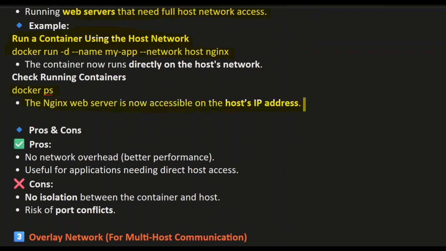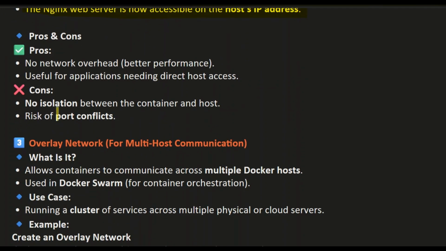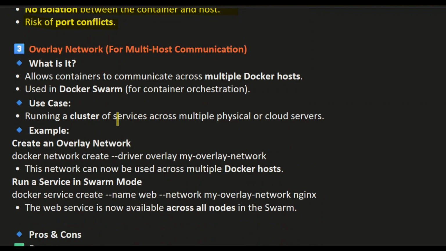Pros and cons. Pros. No network overhead, better performance. Useful for applications needing direct host access. Cons. No isolation between the container and host. A risk of port conflicts. 3. Overlay network for multi-host communication. What is it? Allows containers to communicate across multiple Docker hosts. Used in Docker Swarm for container orchestration. Use case. Running a cluster of services across multiple physical or cloud servers.